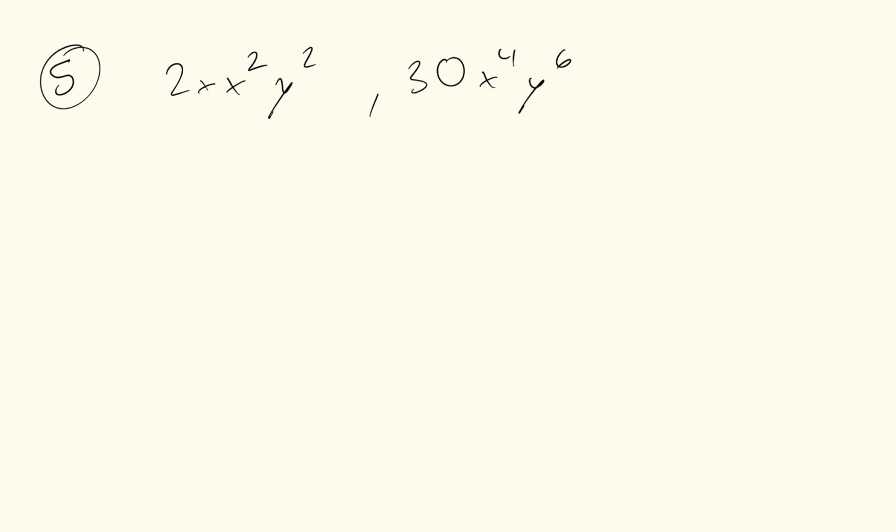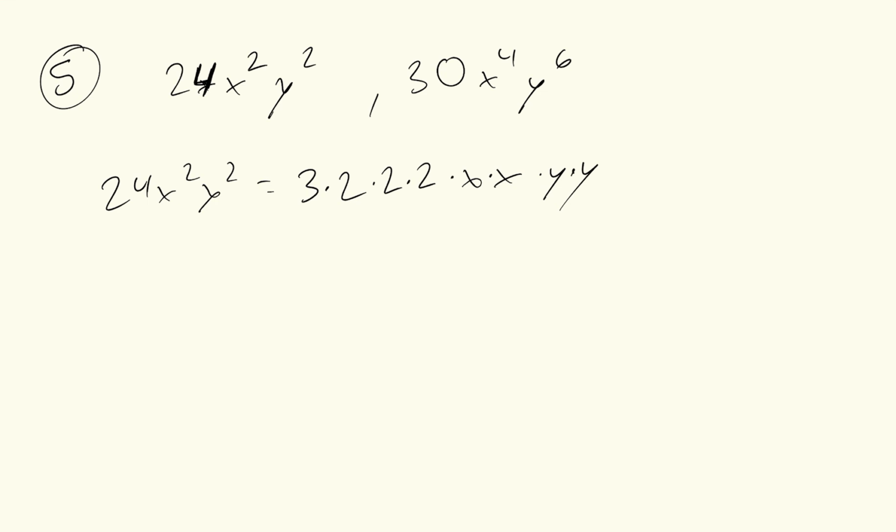Now feel free to try this on your own, but once again, we follow the exact same process. 24x squared y squared is equal to 6 times 4, which is really equal to 3 times 2 times 2 times 2. That gives us 24. Times 2 is 6, times 2 is 12, times 2 is 24. And then you get x times x and y times y.